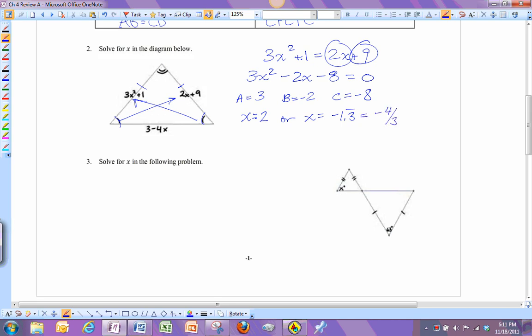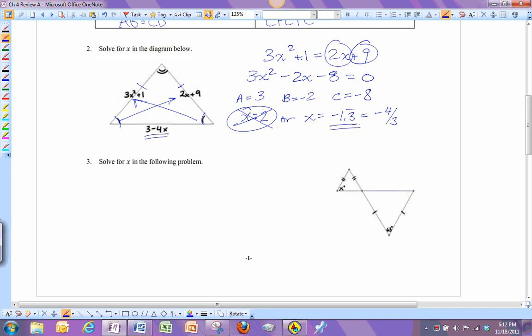So now the question is, which one of these works? Well, if we plug in 2, I'm going to get 2 times 2 plus 9, which is 13. And if I plug in 2 on the other side into the 3x squared plus 1, you also get 13. But look what happens if you plug in 2 down here. If you plug in 2 to the side we haven't done anything with, you get 3 minus 8, which is -5. So this one can't work.